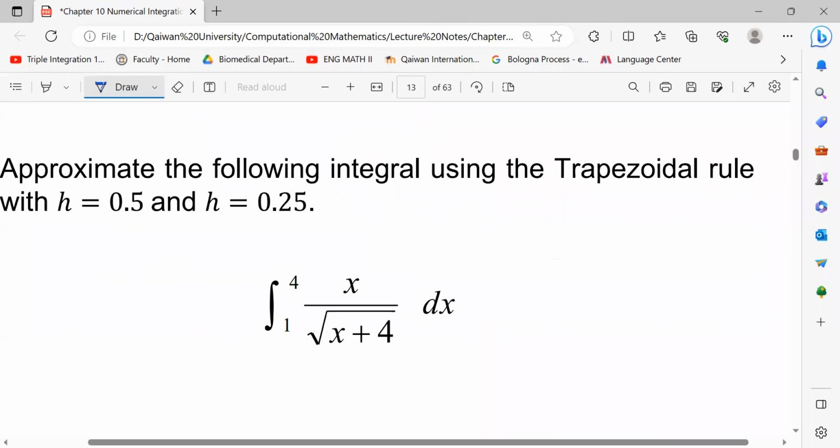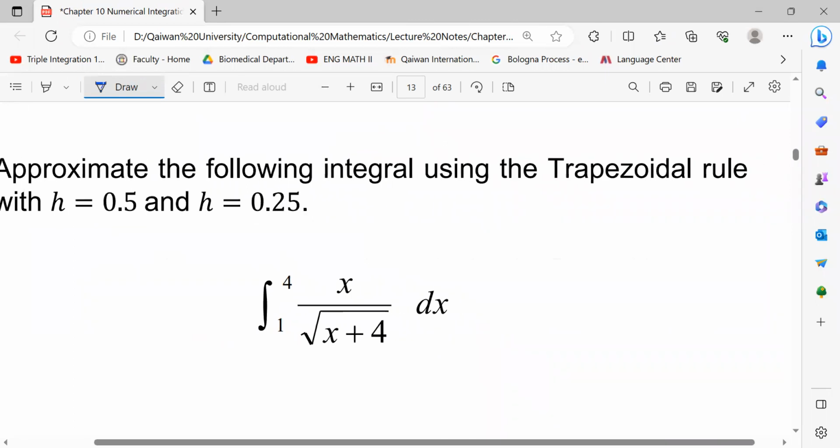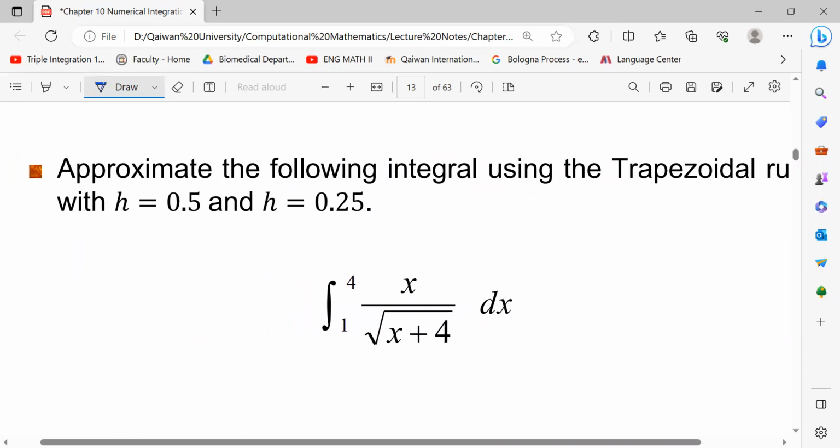Then it says approximate the following integral using the trapezoidal rule with h to be 0.5 and h to be 0.25. What we do here, from 1 to 4, is find all the xi's. Look, x naught is 1. How about x1? x1 is 1 plus h. Our step size is h.